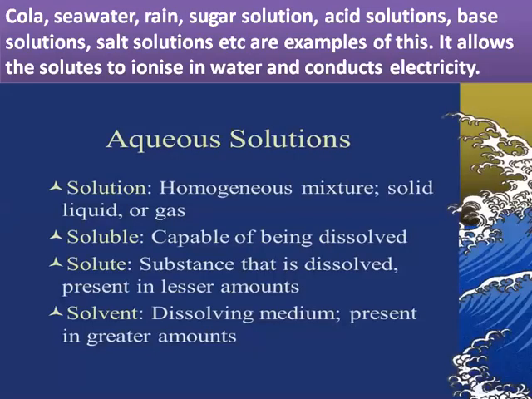Cola, seawater, rain, sugar solution, acid solutions, base solutions, salt solutions, etc. are examples of aqueous solutions. It allows the solutes to ionize in water and conducts electricity. Hence, these are examples of homogeneous mixtures capable of being dissolved completely in water.